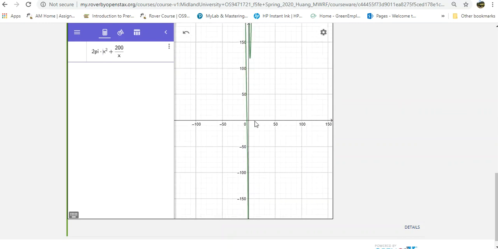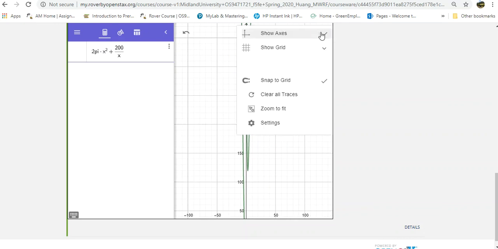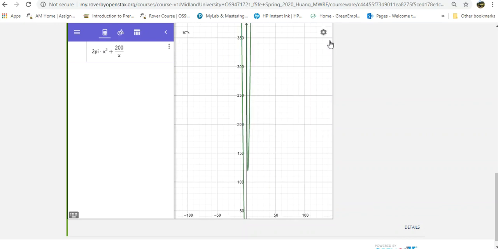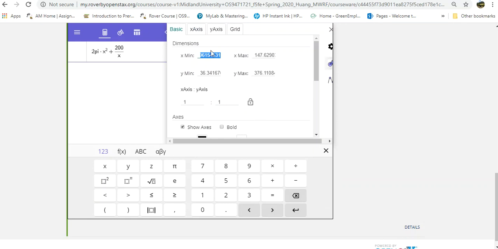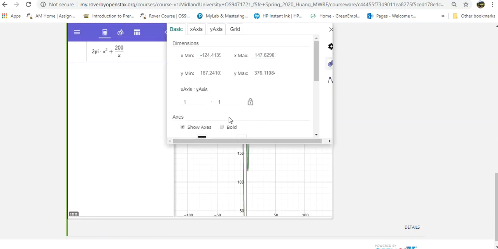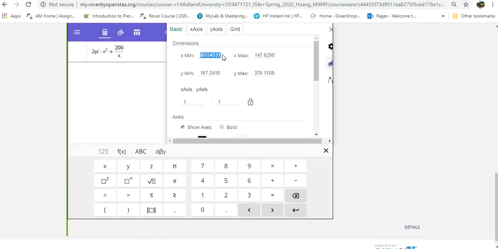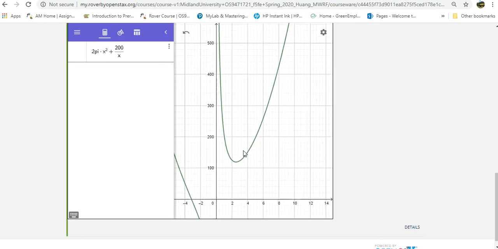Sometimes you might want to zoom in and out so that you can see it better. Use the zoom to fit setting. You can even change your x range from negative 1 to, say, 10, so that it should look much better. Okay, and then I close it. So you see it looks much better.